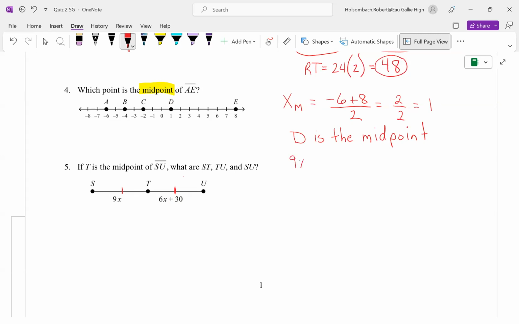So our 9X is equal to 6X plus 30. We can subtract 6X from each side. So 3X equals 30. And then divide both sides by 3. And we get an X that's equal to 10.